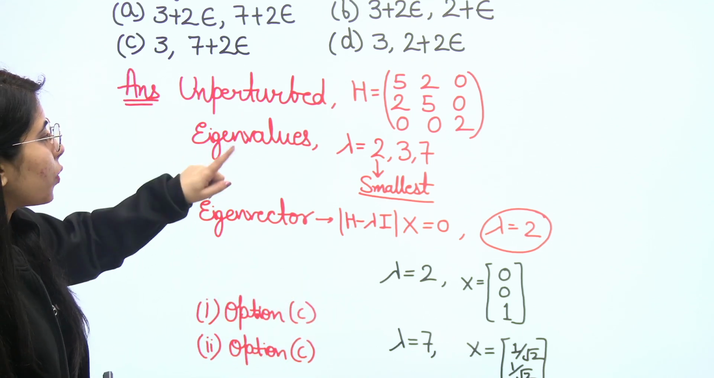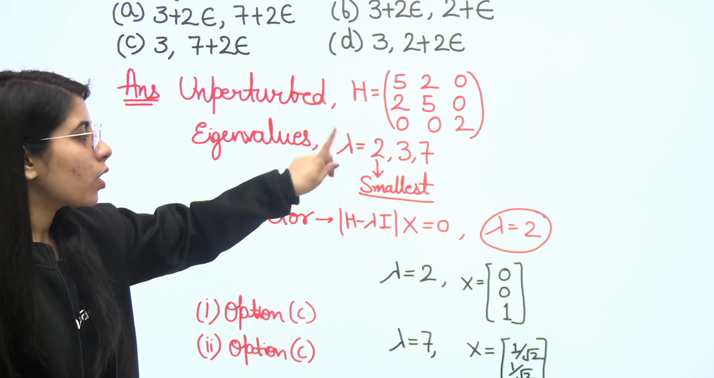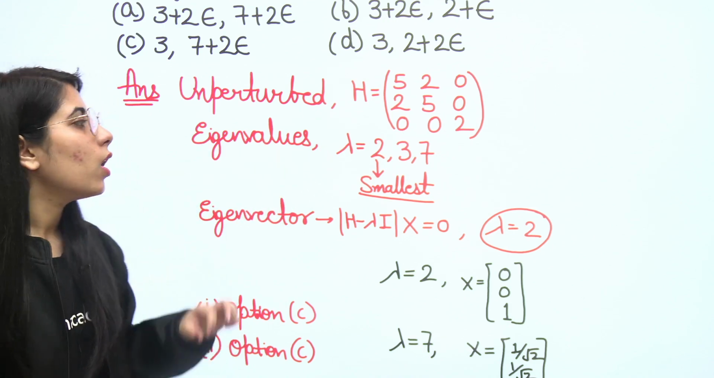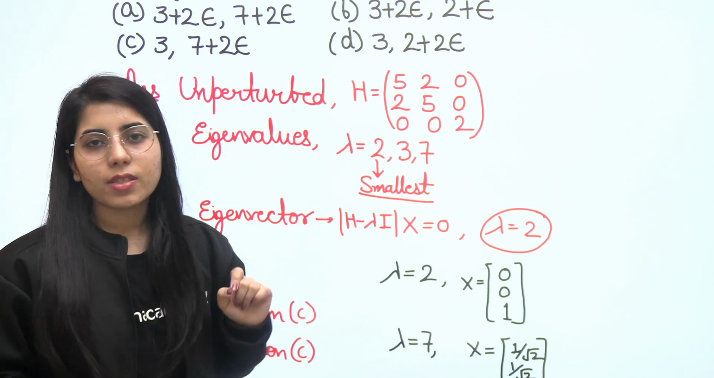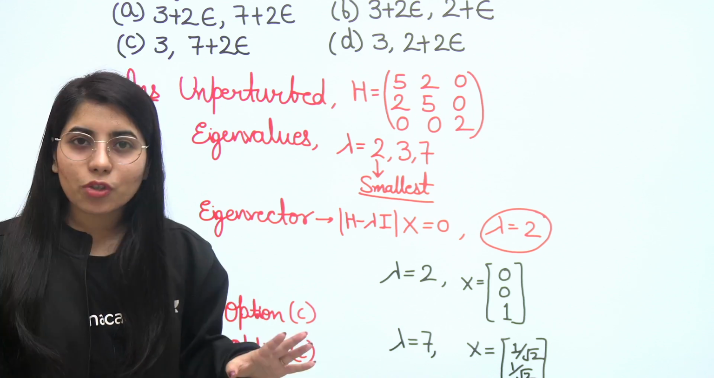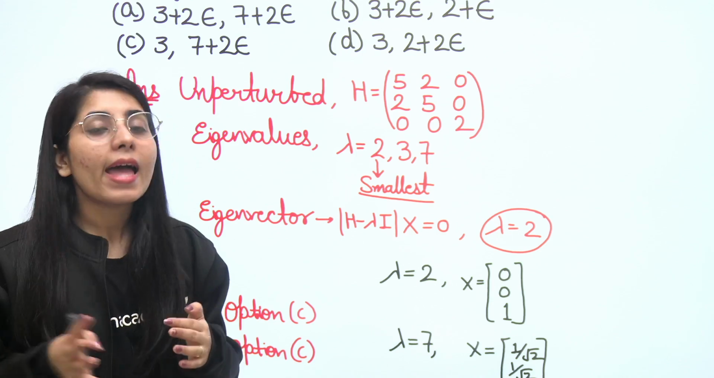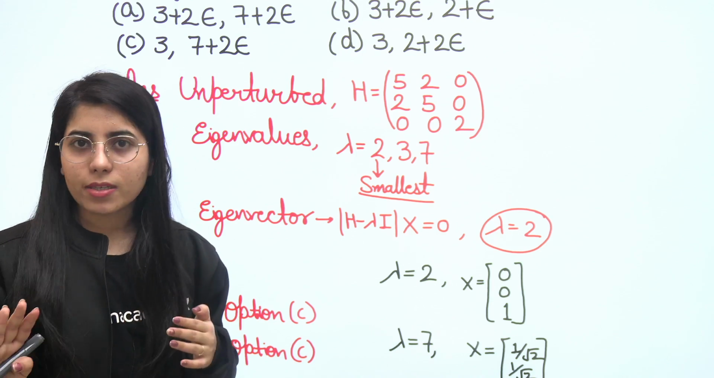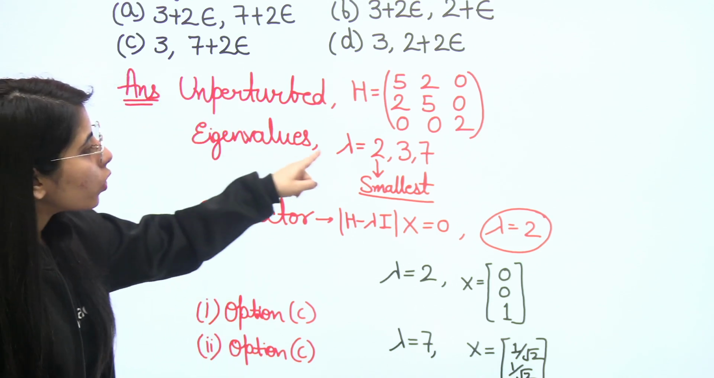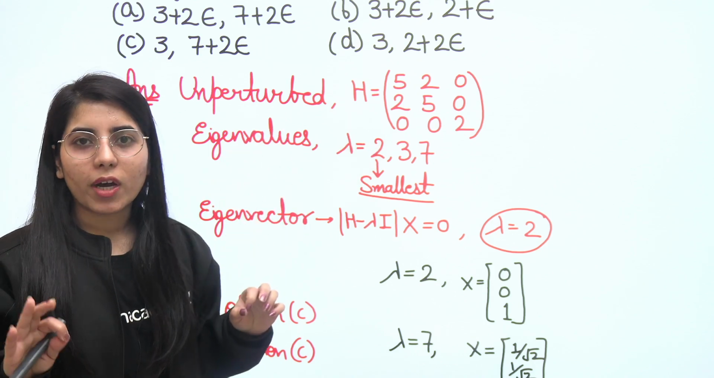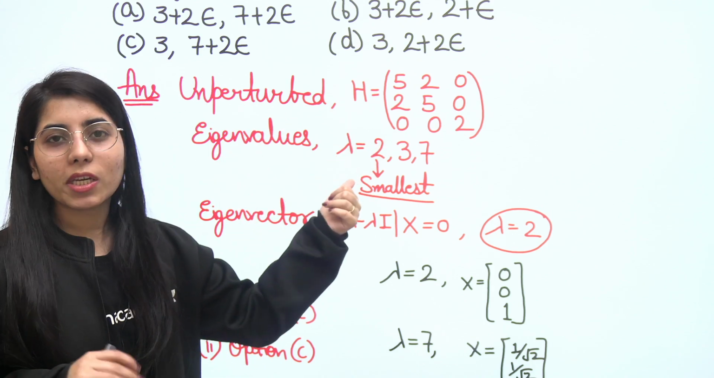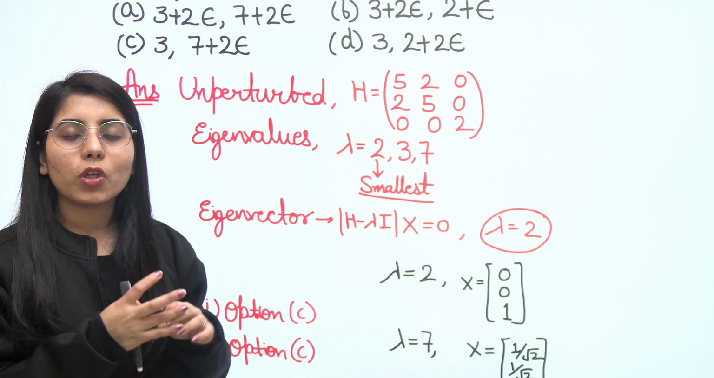Now after that, you will find the eigenvalues. You will get 3 eigenvalues here, which are 2, 3 and 7. There is no degenerate eigenvalue. These are non-degenerate because they have not been repeated, and we just got them once. Clear? Next point. Out of these 3, which one is the smallest? That is going to be 2, the smallest eigenvalue out of 2, 3 and 7.